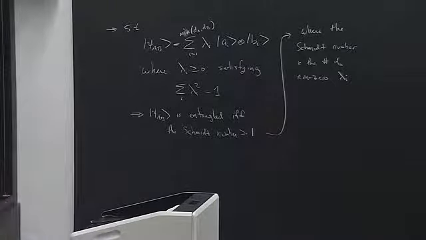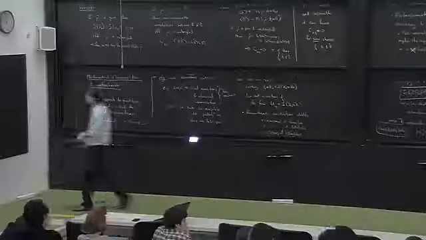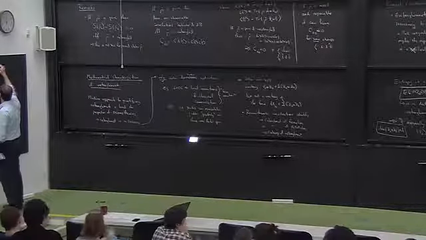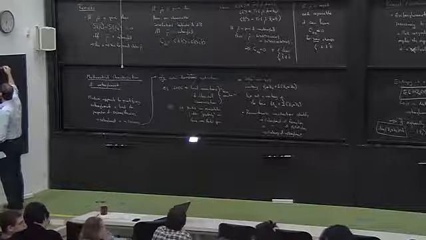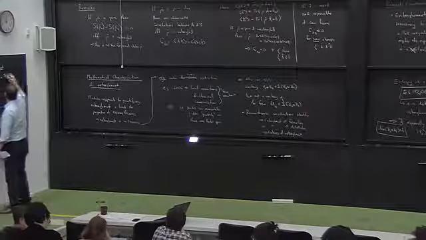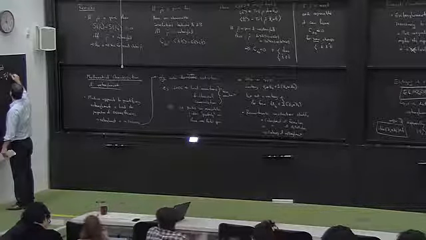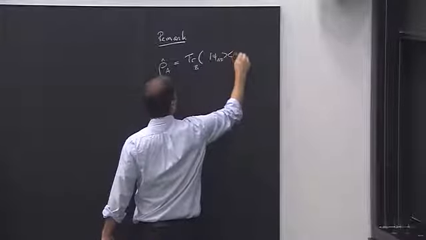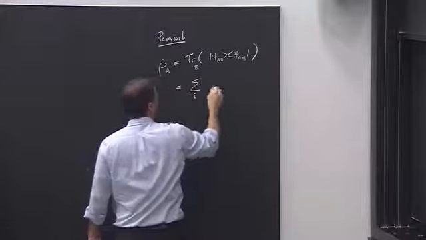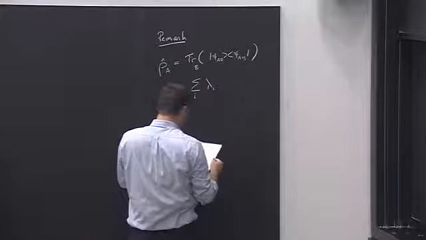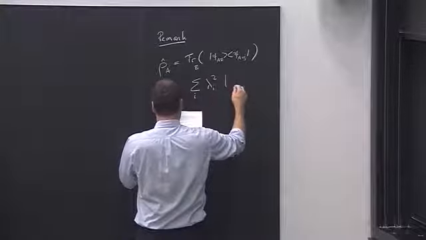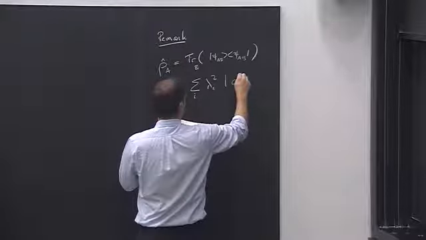Right. So the Schmidt decomposition tells us in particular, just remark, that rho A, which is the trace over B of psi AB, is just equal to the sum over I of, how does it work? Lambda I squared AI.